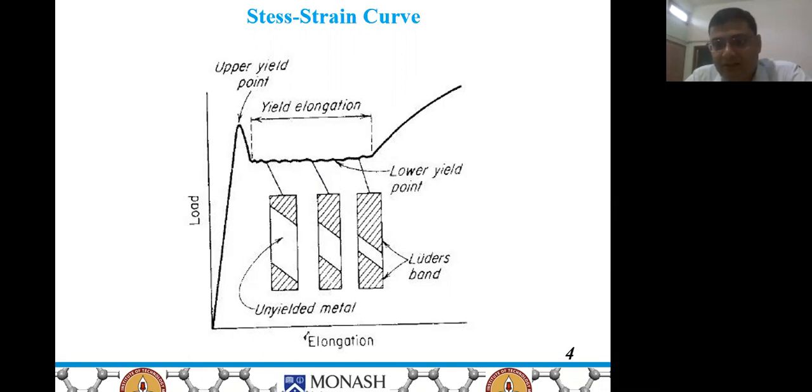interstitial atoms, which have now settled at the place below the positive edge dislocation. And once we apply load, the extra force is required to unlock that dislocation pinning, and further, once it has been overcome, it can deform at a lower yield point, and the elongation at the yield point is called yield elongation, and it is represented in this figure.